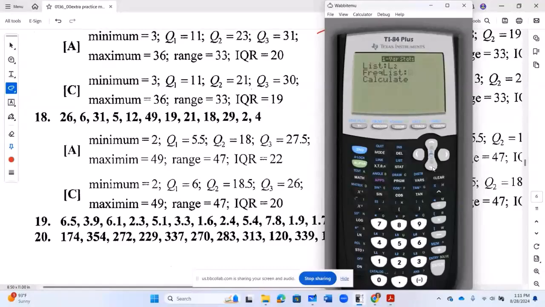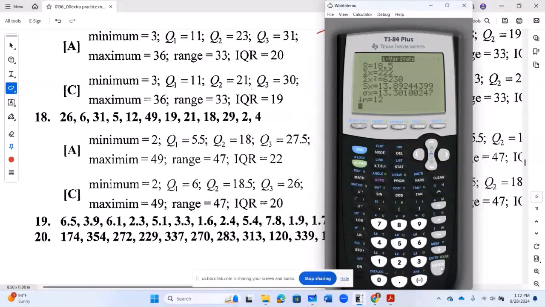Very soon we shall get to group data. I'm going to show you how to work on group data. And when you're working on group data, you will have frequency lists. So I don't have a frequency list now. I'll skip that. I will not enter anything there. I'll go to calculate. In other words, I'm going to tell my calculator to calculate the one variable statistics of the data number 18 that I put in L2.